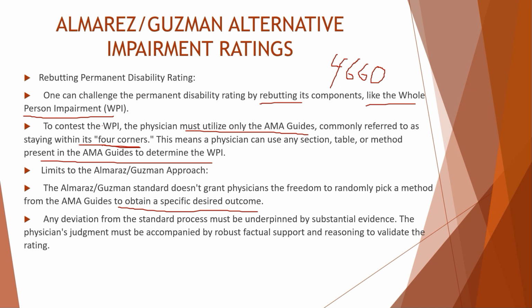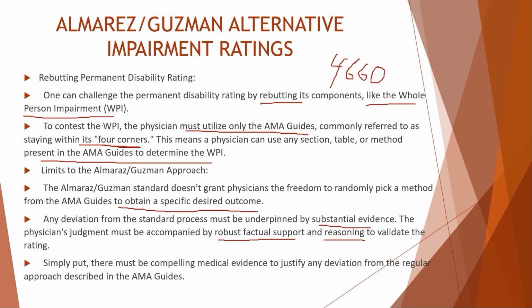Therefore, any deviation from the standard or conventional rating must be underpinned by substantial medical evidence. And we'll talk exactly about how to do that here in just a moment. The physician's judgment must be accompanied by robust factual support and reasoning to validate the rating. And you can imagine that this must be so because in almost every single case, an alternative impairment rating provides for a higher impairment rating than the strict or conventional rating provided for by the AMA guides. Therefore, your higher impairment rating, which is sometimes double the standard rating, sometimes triple the standard rating, whatever, must be accompanied by robust factual support and solid reasoning, how and why reasoning that is substantial, that therefore validates the higher impairment rating.